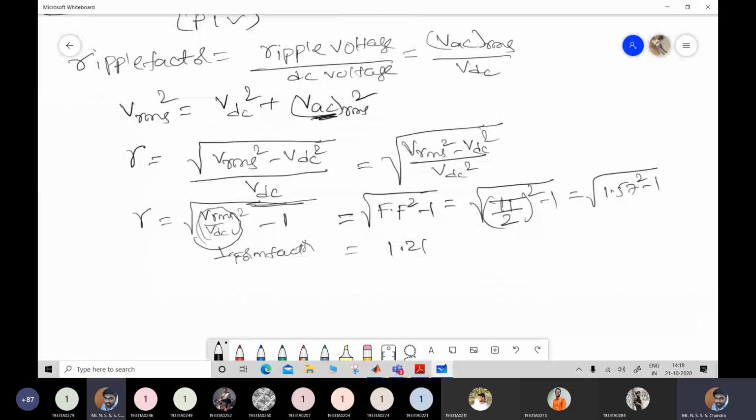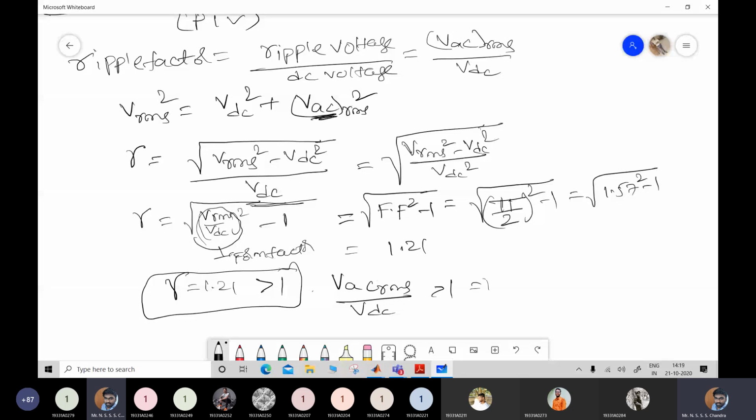You can see that the ripple factor is greater than 1. It means that the AC RMS quantity by the DC quantity is greater than 1. It means that your AC component is much higher than your DC component, which is not required. We are able to convert the AC into DC, but still in the output we are observing an AC ripple quantity. So this is very high, and this is not desired.